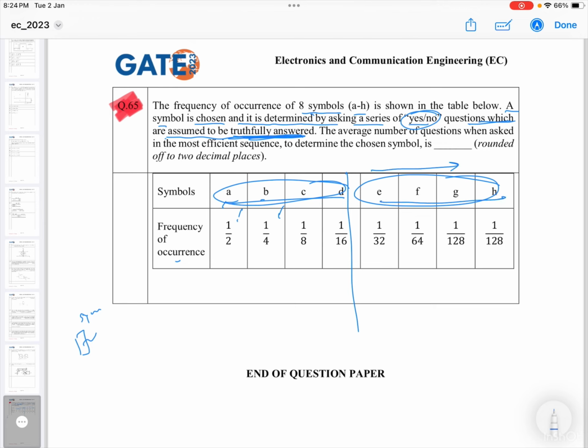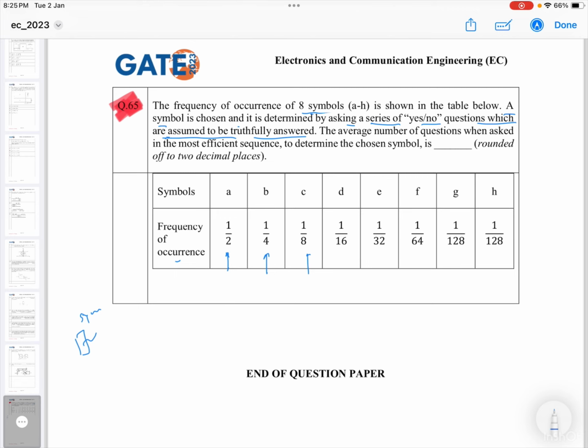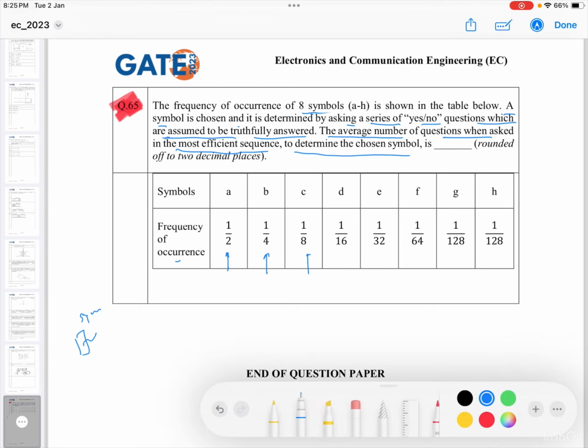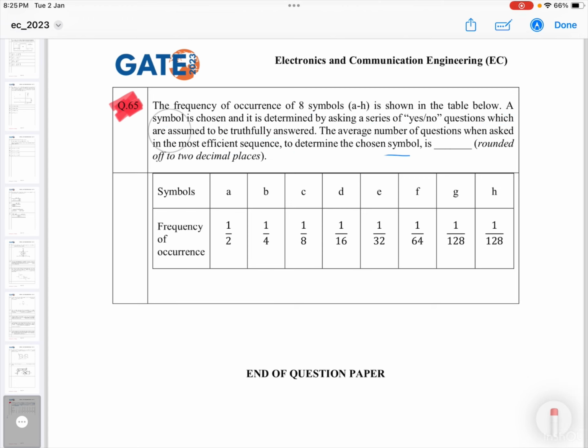The average number of questions. So with this given probability, what we have been asked is the average number of questions asked, in the most efficient sequence, to determine the chosen symbol. Like, what would be the average number of questions that you will ask to identify a symbol, right? The overall point is that here you will have to find the entropy, right?